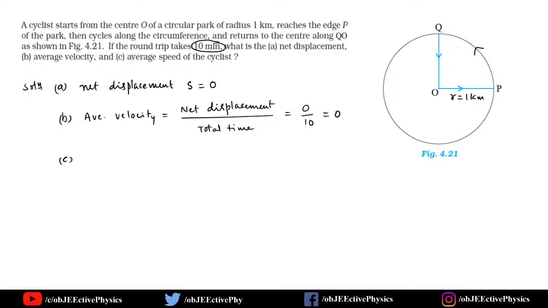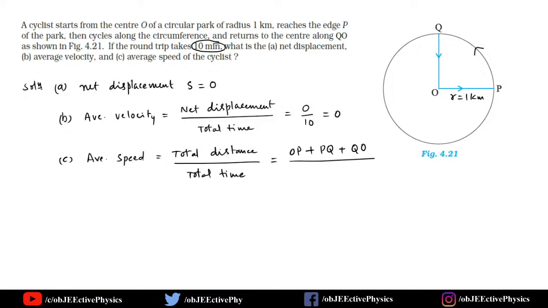Next, C. Average speed. Average speed is equal to total distance traveled, or total path length, divided by total time. What is the total path length here? It is the numerator: first O to P, plus PQ along the circumference, plus QO, divided by 10 minutes.